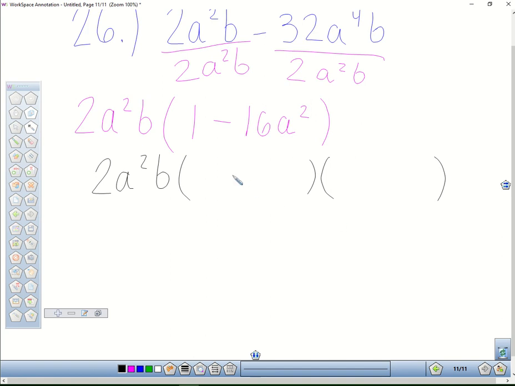Remember, when you take the difference of squares, you have a negative and a positive. You take the square root of 1, which is 1, what's the square root of 16? What's the square root of a squared? A. So a tip is when you're taking the square root of a variable, it has to be to an even power, and then you just divide that power by 2, and that would be the square root of it. Has to be an even power to take a square root of it. And that would be your final answer.